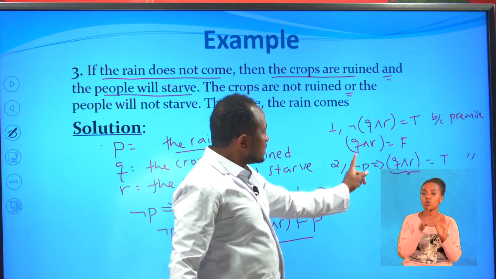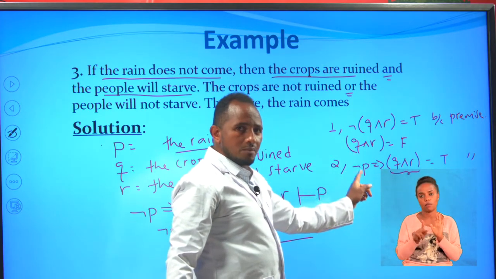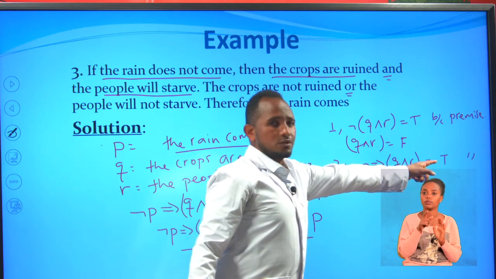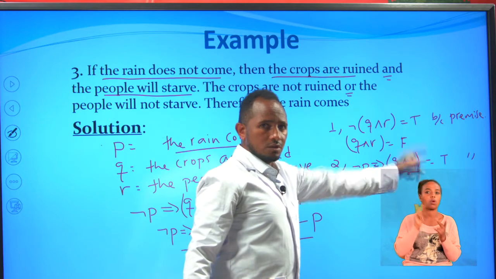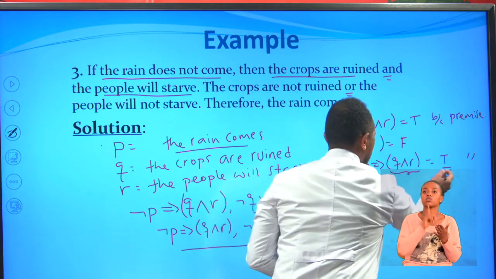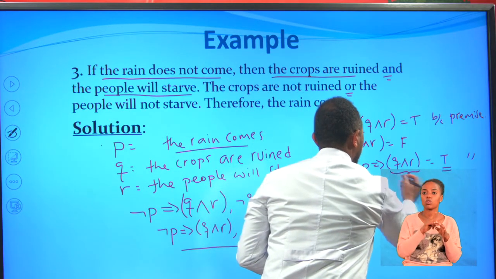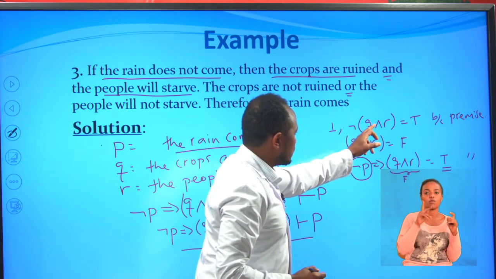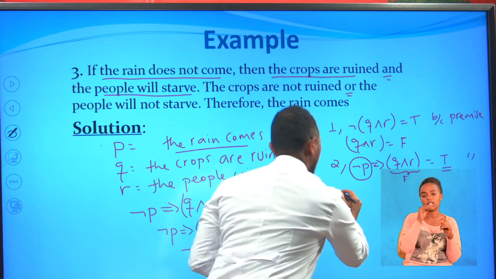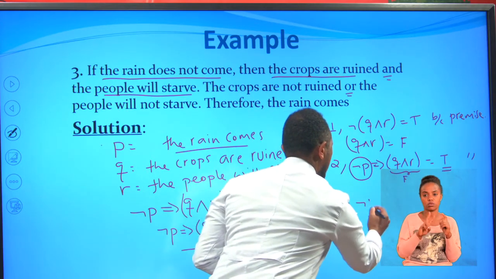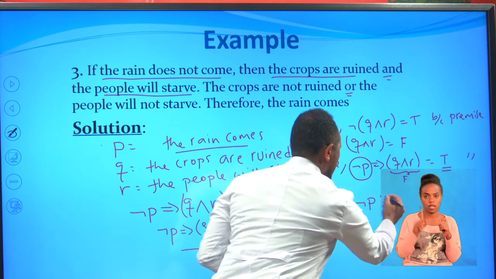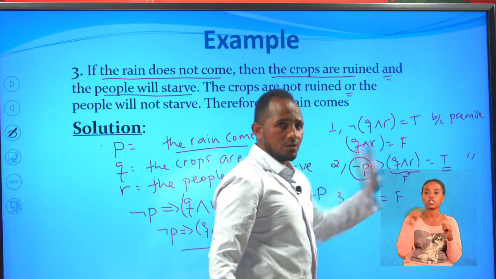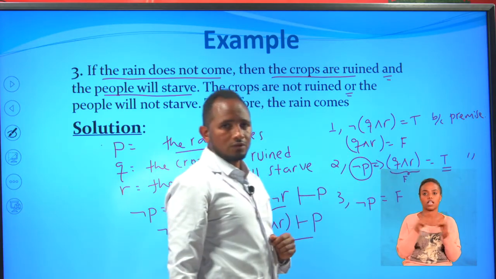So from this, negation of P must be false. If it is true, it doesn't satisfy this one: true implies false is false, but the whole statement is true. So negation of P must be false from one and two. False implies false gives true. Otherwise, it can't be. So negation of P is false from 1 and 2.